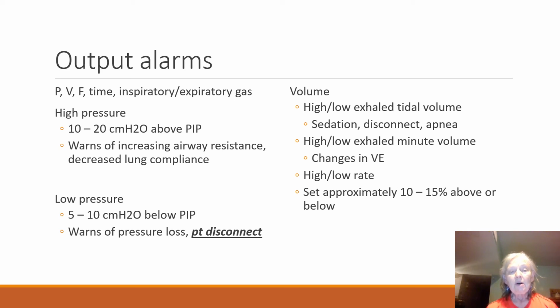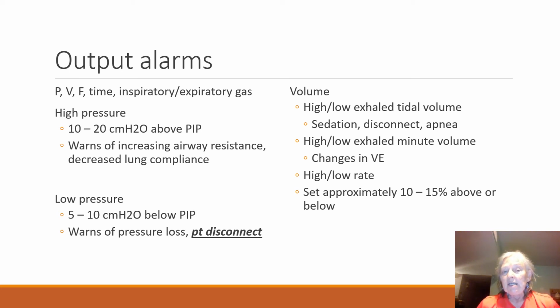So output alarms, for the most part: pressure, volume, flow, or time, inspiratory and expiratory gas alarms. High pressure alarms and low pressure alarms. These are really probably the most important alarms you need to set for a patient. High pressure alarm, I'm going to tell you, we used to do 10 to 20 centimeters of water pressure above what your average PIP is.